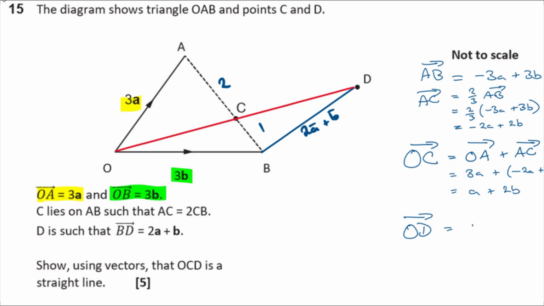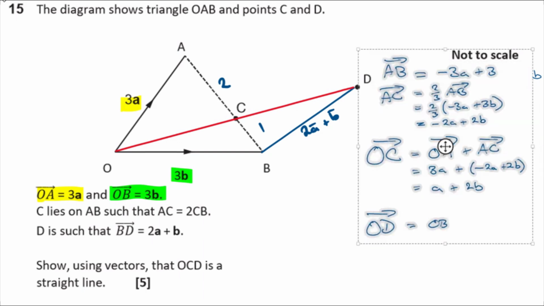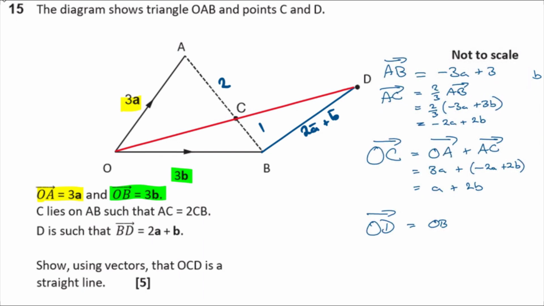Now O to D is going to be O to B. Just notice that some of this has fallen off your page. Let me just move that a bit over so you can see it all. Lost a B. Let's put it back on there. So then O to D is going to be O to B plus B to D. It's this route along here and then up here then, isn't it?